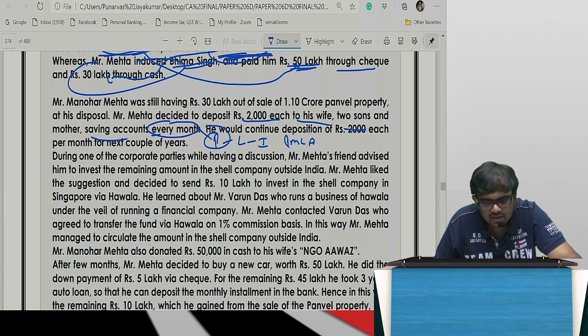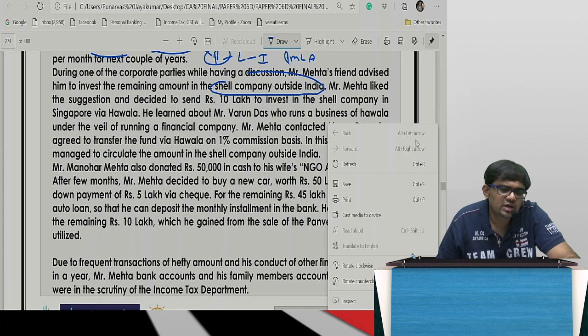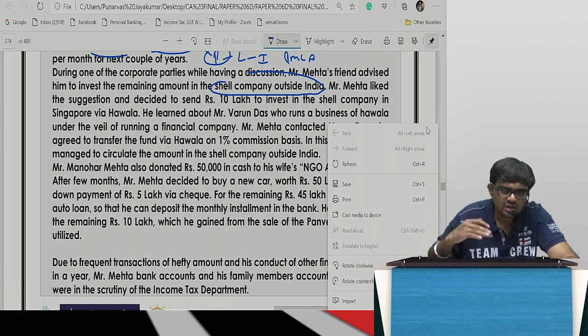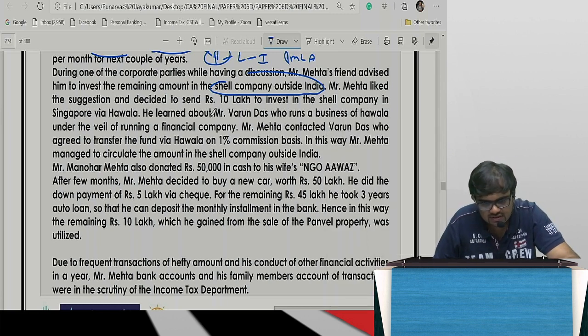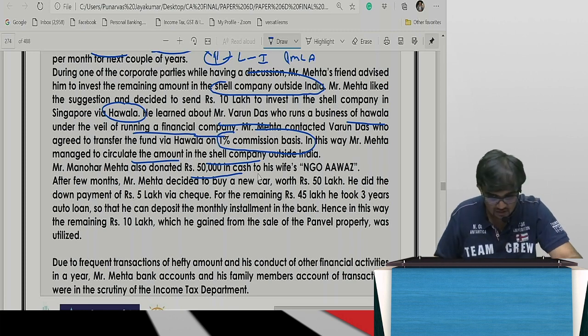During one of the corporate parties, after having a discussion, Mehta's friend advised him to invest the remaining amount in a shell company. Remember our discussion in Companies Act 186. Through various layers of investment companies, layers of subsidiaries and all those things. Liking the suggestion, he decided to send 10 lakh to invest in a shell company via the Hawala route. He learned about Mr. Varun Das, who runs a business of Hawala under the veil of a financial company, at 1% commission for that guy. He managed to circulate the amount. Then he donated 50,000 cash also to his wife.